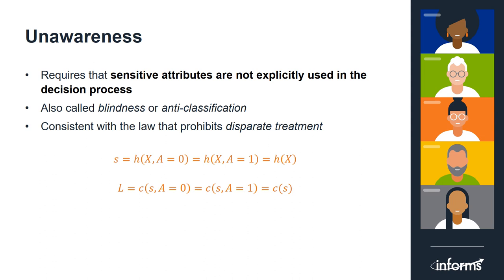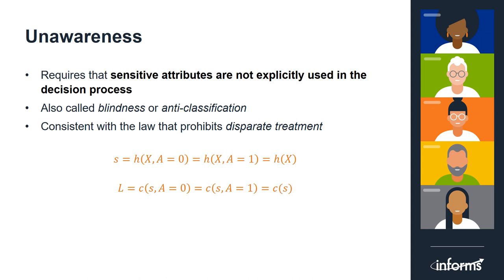Next, we will review several fairness notions in four major categories: unawareness, individual fairness, group fairness, and counterfactual fairness. Let's start with unawareness. Unawareness is also called blindness or anti-classification. It requires that sensitive attributes, such as gender in our loan example, are not explicitly used in the decision process. In this case, given the same X, the score for a male applicant and a female applicant will be the same. And the decision L on a male applicant and a female applicant will be the same as well, because it is only a function of S, and S is not dependent on A.